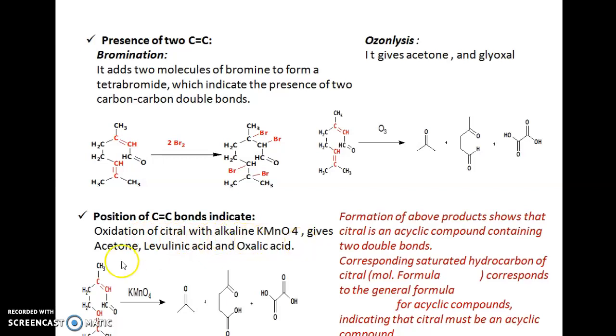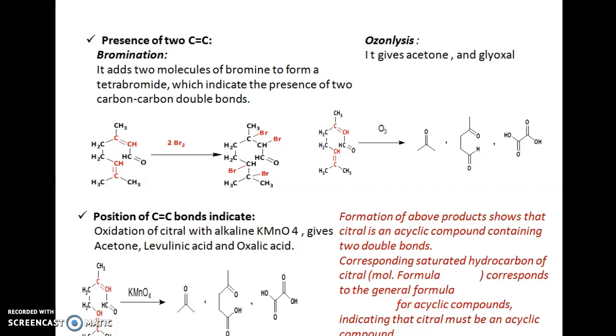The position of the carbon-carbon double bond is indicated by oxidation. If oxidation is carried out on citral with alkaline KMnO4, it gives acetone, levulinic acid and oxalic acid. So the oxidation leads to the formation of these compounds, which indicate the position of the carbon-carbon double bond. And if it is subjected to ozonolysis, it gives acetone and glyoxal, meaning ozone is added across the position of the double bonds, leading to the formation of acetone and glyoxal.